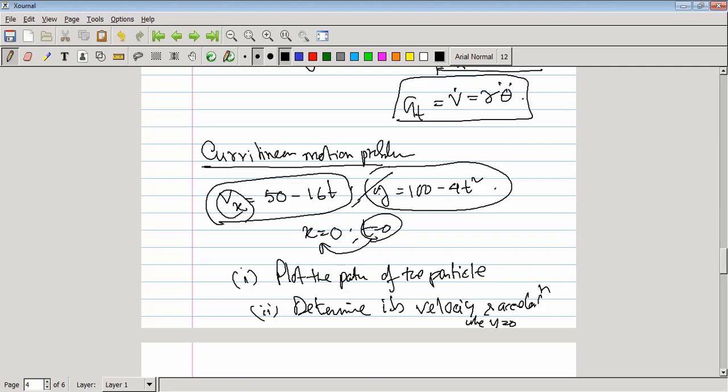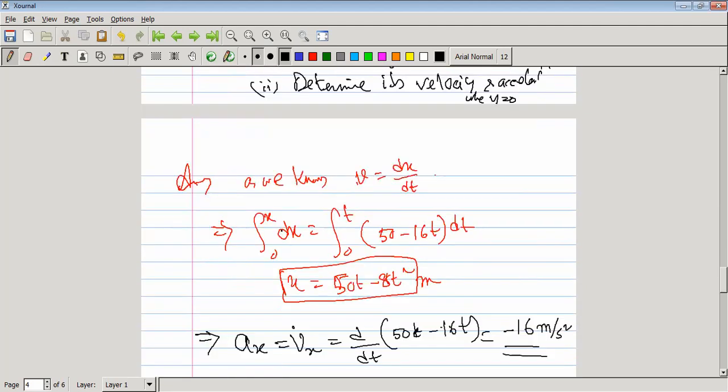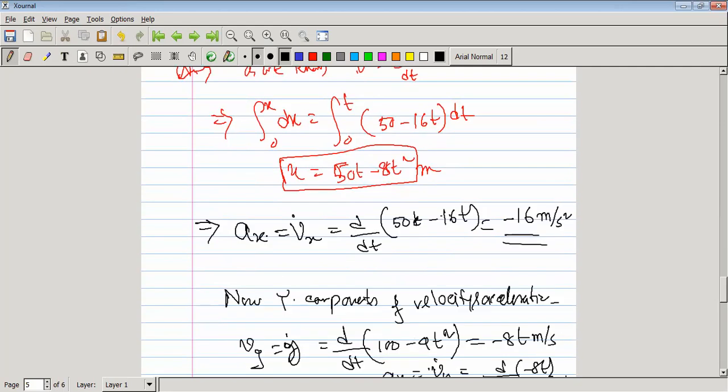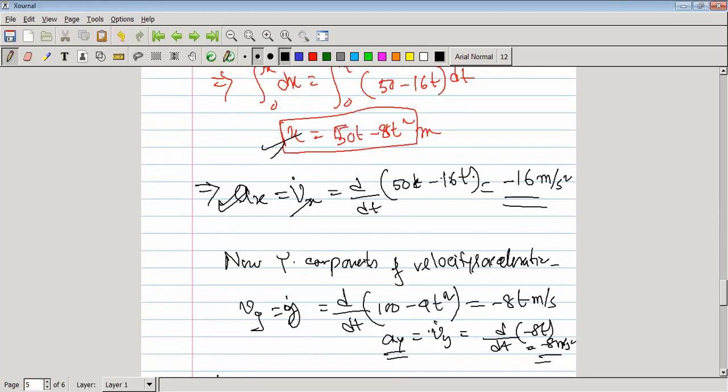Now we know that velocity is given, so v is nothing but dx by dt, displacement by time. So if it is dx by dt, then we simply integrate that and find out the equation for displacement from the velocity. Now acceleration is what? Acceleration is the derivative of that velocity. Velocity is given as 50 minus 16t, so we simply take the derivative of this one.